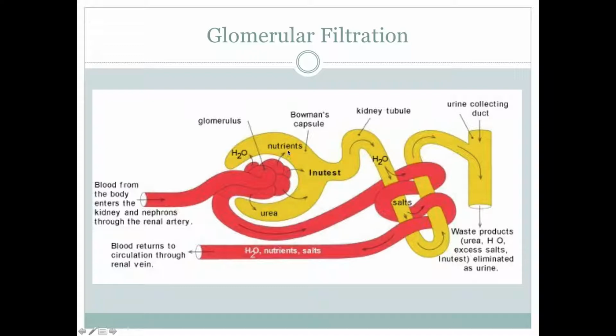So we'll see that we are going to get things that are just tiny, mainly water and ions, but also some waste products like urea. So things like nitrogenous waste that we do want to get rid of. And this is the process that we're going to be talking about in this lecture.